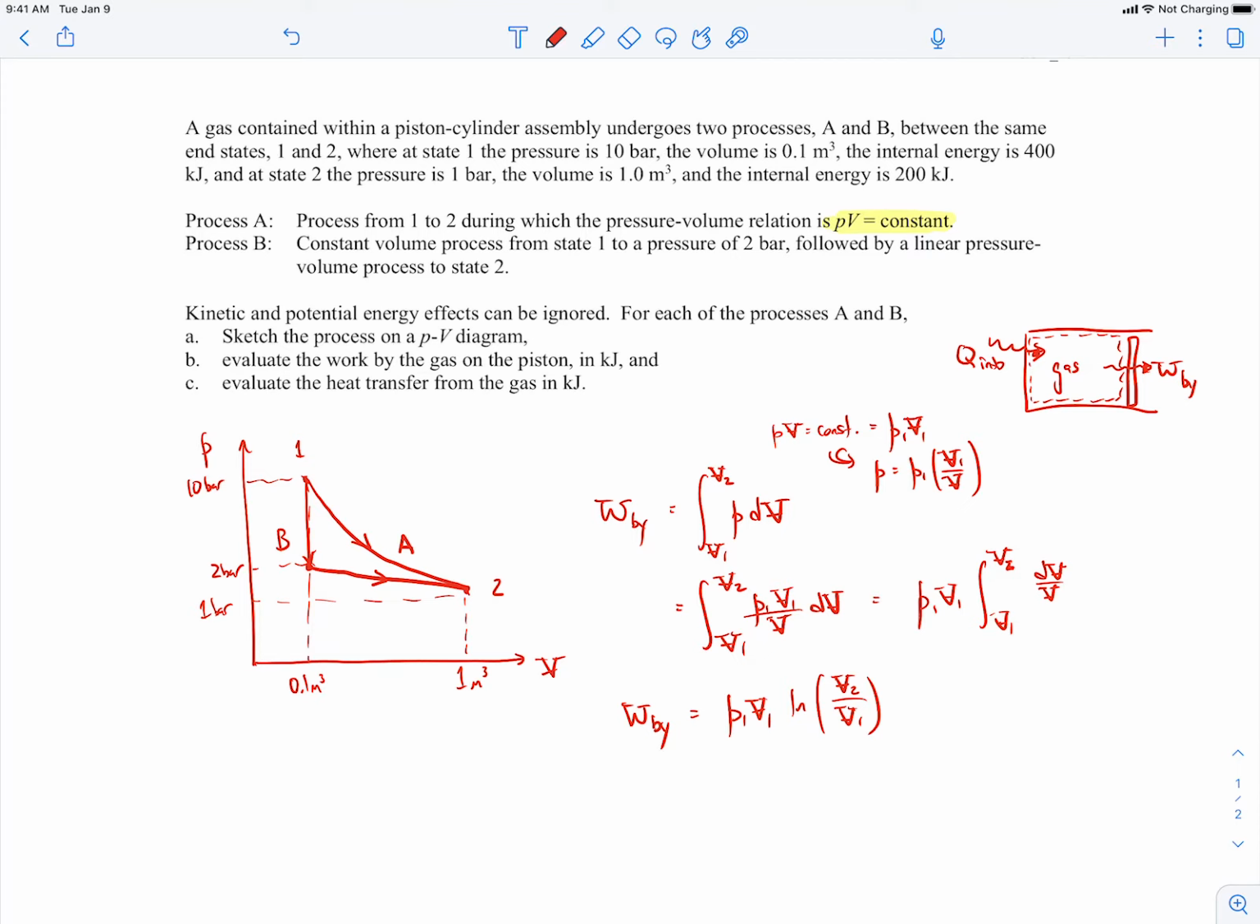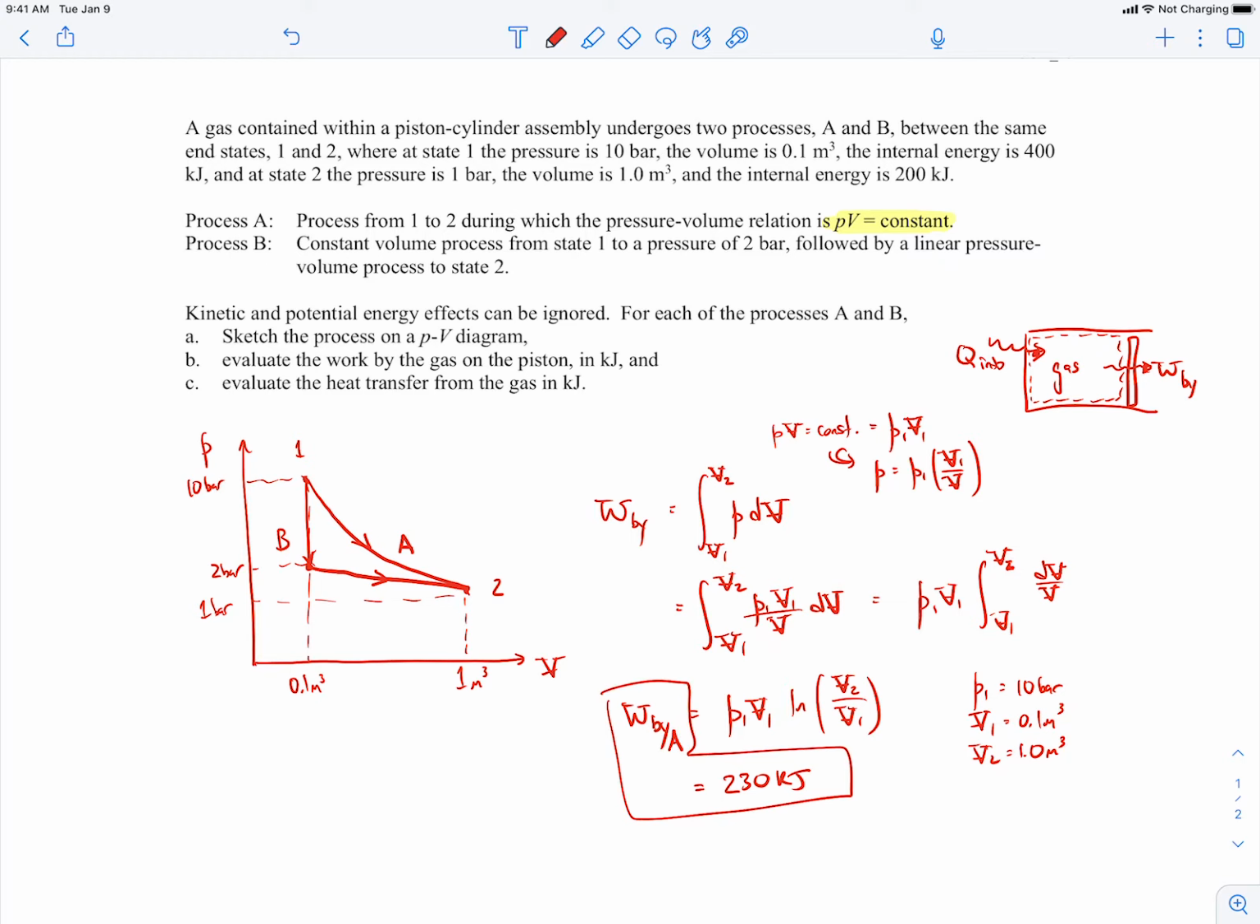Now we know the pressure and volume for both of the states. So P1 is 10 bar. Again, it's an absolute pressure. V1 is the 0.1 cubic meters. And then V2 is the 1 cubic meter. So we can plug those numbers in, and what you'll get is the work done by the piston using process A comes out to be 230 kilojoules.